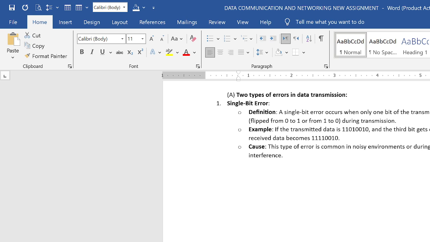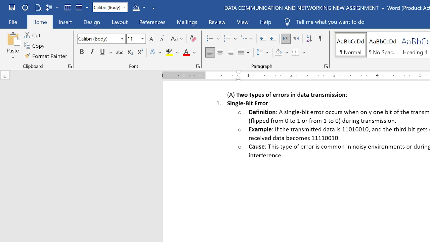For question 3, a single bit error occurs when only one bit in a data unit is altered during transmission. For example, a 0 might be changed to a 1 or vice versa. These errors are common in systems with low noise and are usually easier to detect and correct using error detection techniques. A burst error occurs when two or more consecutive bits in a data unit are altered.